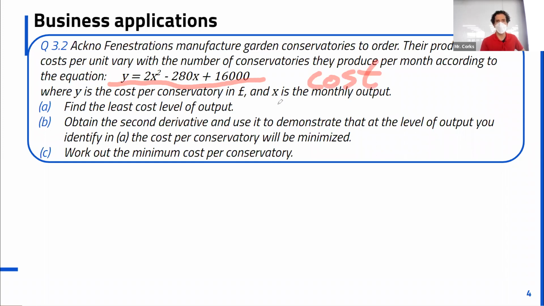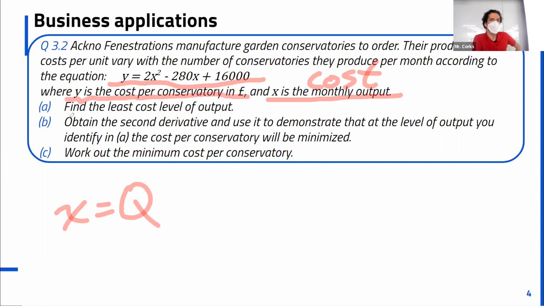So they've given us a definition here. X is the monthly output. What variable did we usually use for that in class? Q. So just your production quantity. Okay, this is from a different textbook, so their style of presenting this is a little different. So that X here is Q. And here, Y is the cost per conservatory in pounds, so the currency there.